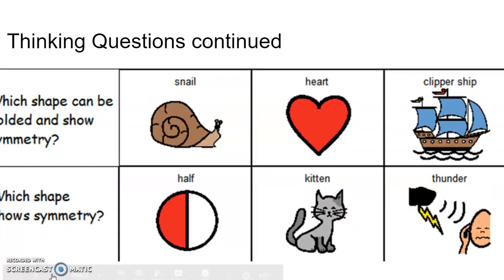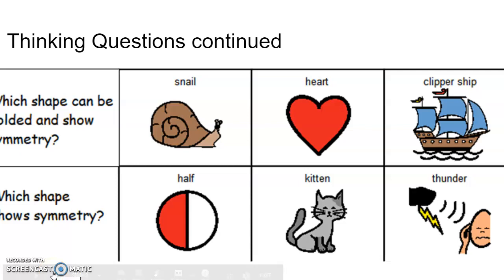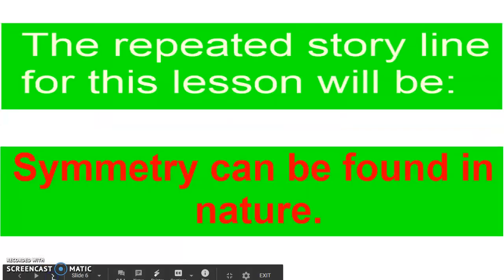Thinking question number 4. Which shape can be folded to show symmetry? Would that be a snail, a heart, or a ship? Which shape shows symmetry is the last one. A half a circle, a kitten, or thunder. So these are our thinking questions, and again, also what we may use for our pre and post test. So feel free to pause this as you go through to give each kiddo a chance to respond in their own way.